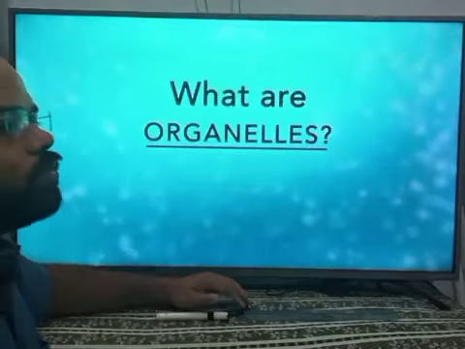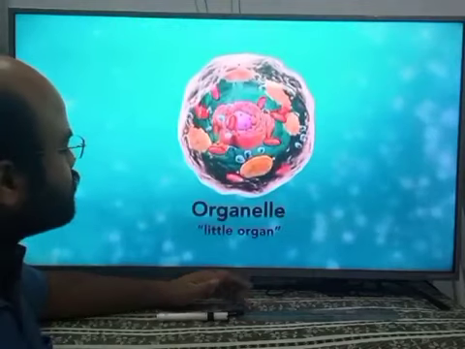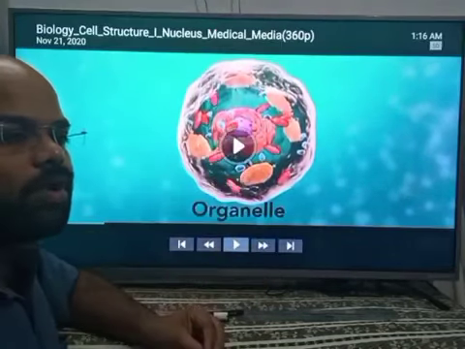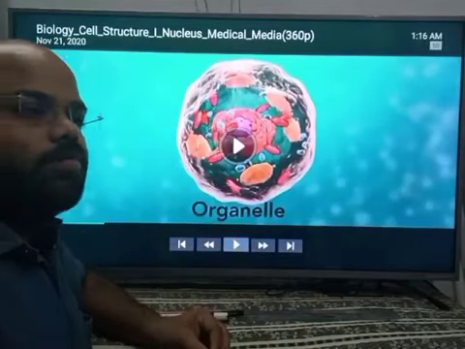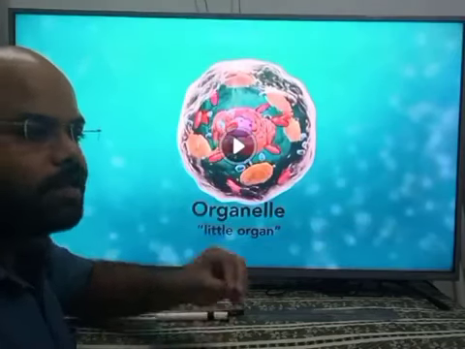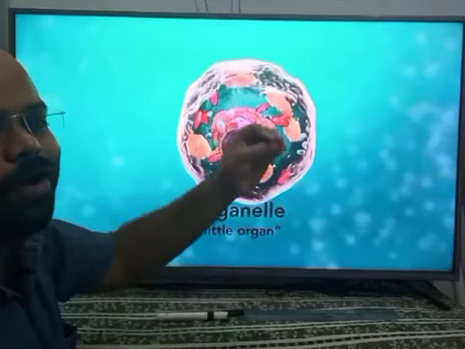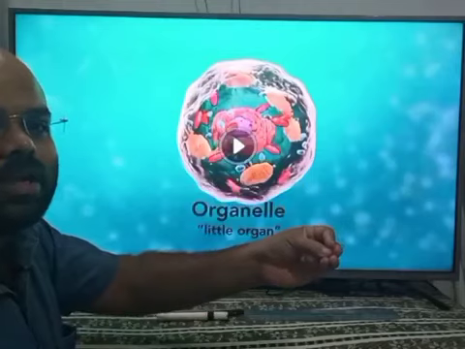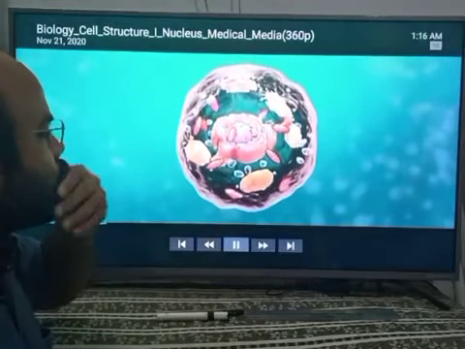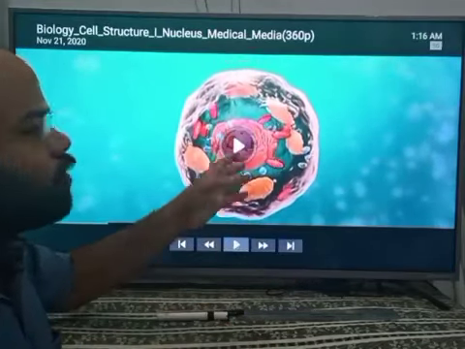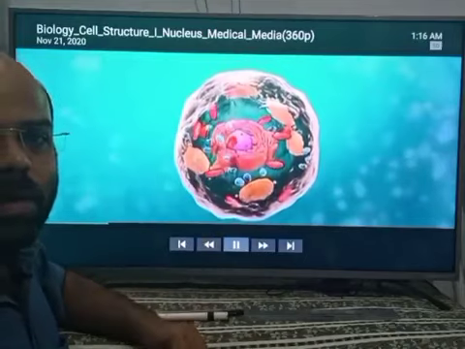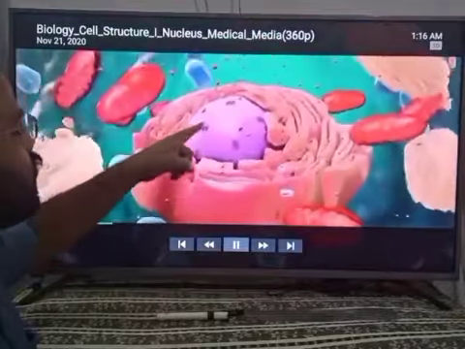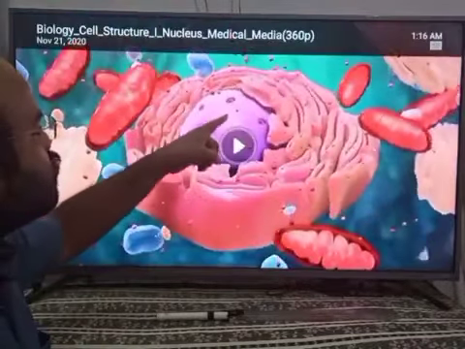Now we will go through the organelles of the eukaryotic cell. We will see what an organelle is, just as an organ is for the body. The body has several organs. Like that, the cell has several organelles. A few are membrane bound organelles and a few are non-membrane bound organelles. Nucleus is the most important membrane bound organelle. So let us see how the nucleus actually looks. This is what the nucleus looks like.